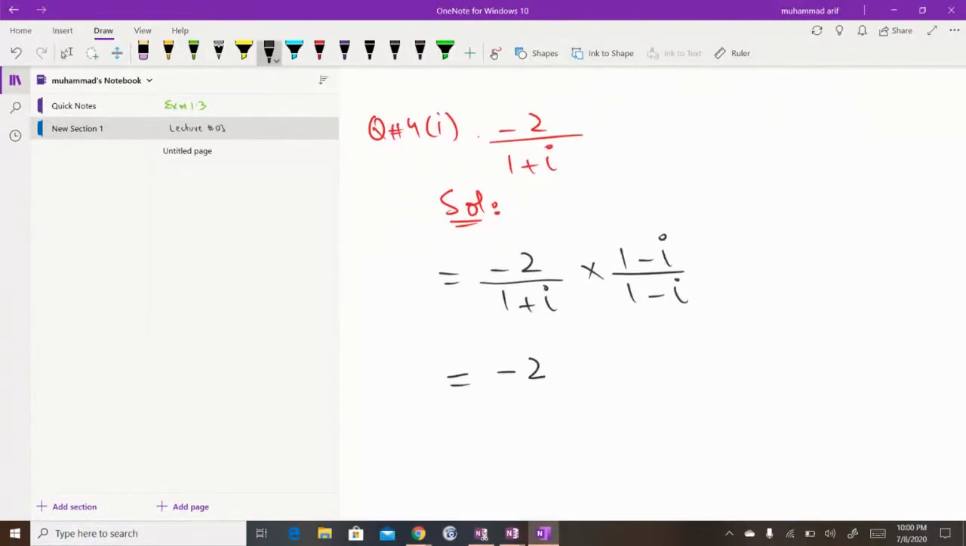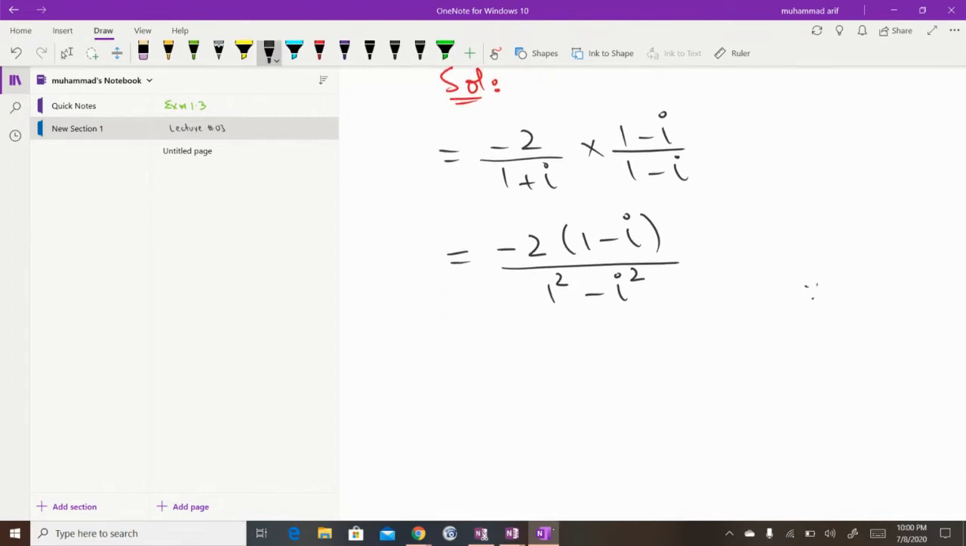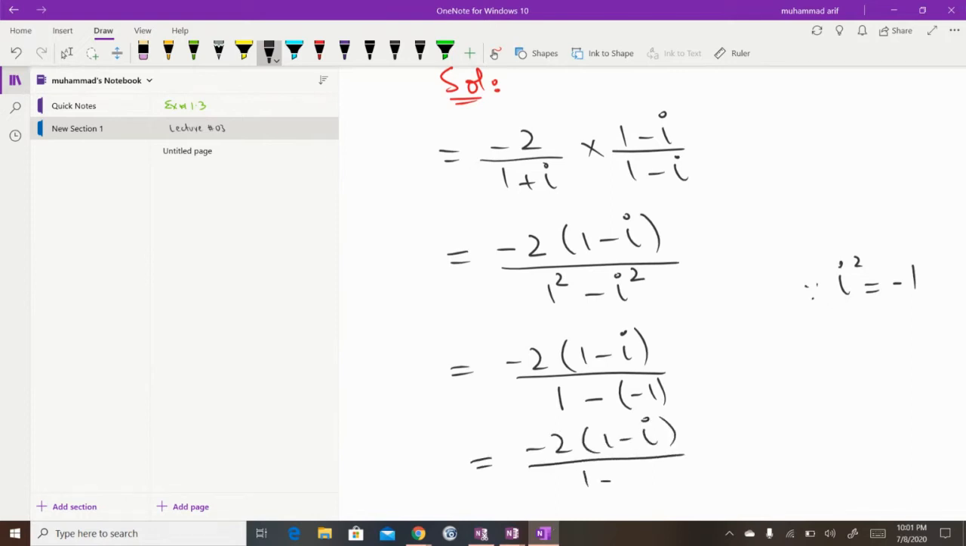Now we have 2 into 1 minus iota over 1 square minus iota square. Now we know the value of iota square is negative 1. Instead of iota square, we write negative 1. And what is the square of 1? Square of 1 is positive 1, minus negative 1. Now we have 2 into 1 minus iota over 1 plus 1.